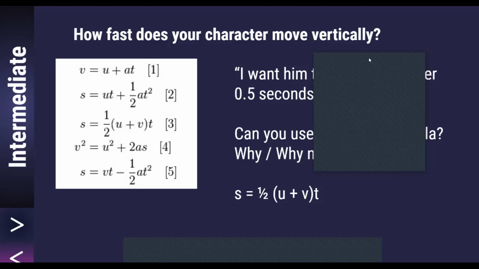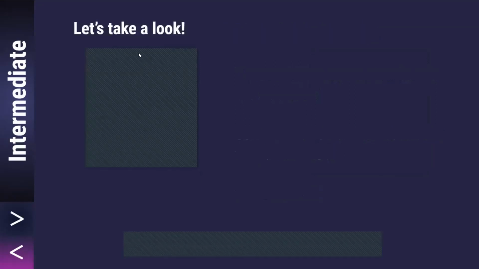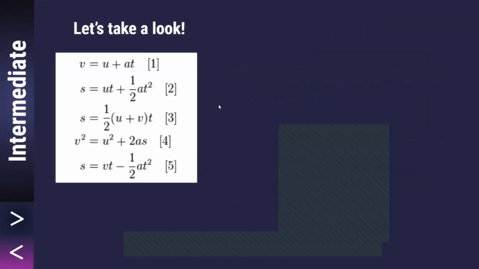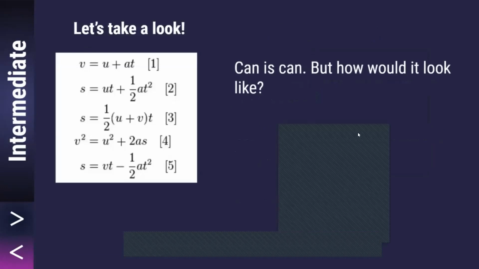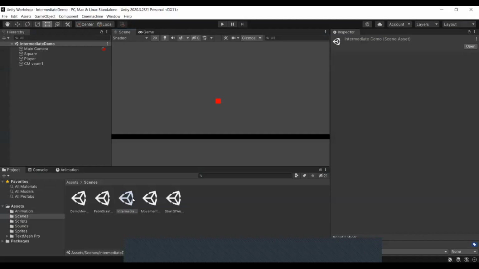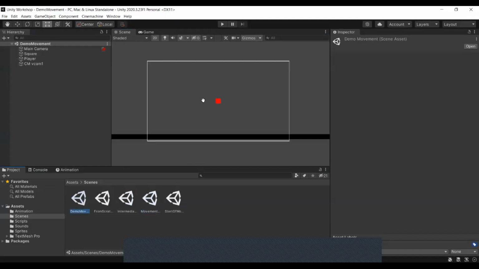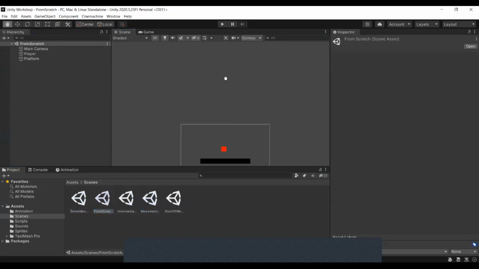So all right, no, because this is acceleration equals 0, downwards acceleration. Kai Kiet, I'm going to assume that you said no also. So let's take a look. You have your kinematic equations on board, and the answer is actually that you can, but how would it look like? So going back to Unity, I hope you can see my screen now. Let's go to the movement demo.